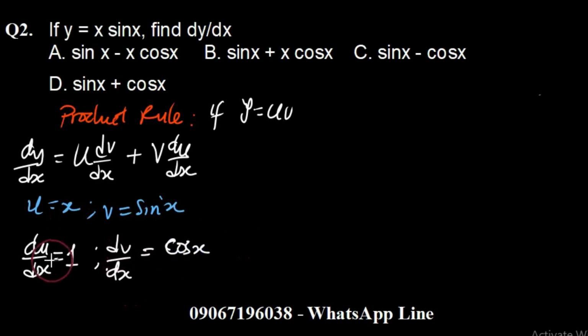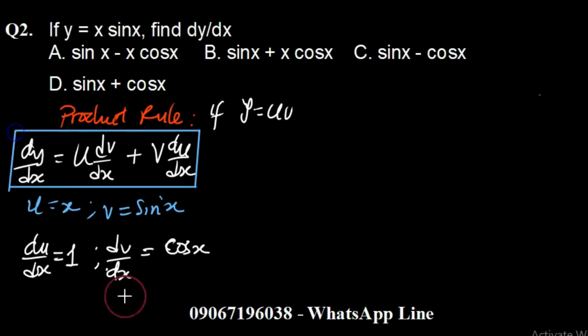So we've gotten du over dx, we've gotten dv over dx, and we've gotten u and v. Let's plug this into this equation, which is our standing formula for the product rule. I'm going to plug this in and then express that. So what do I get if I do that? Let's go ahead.